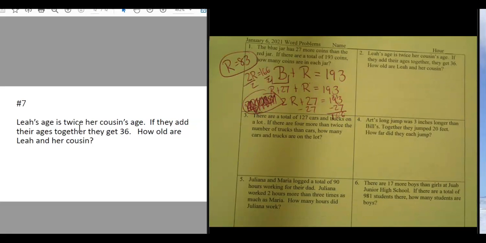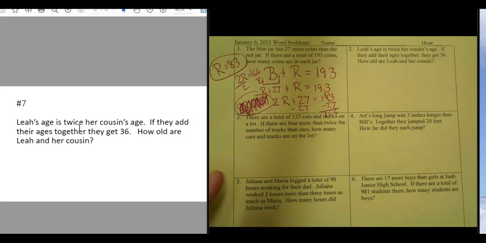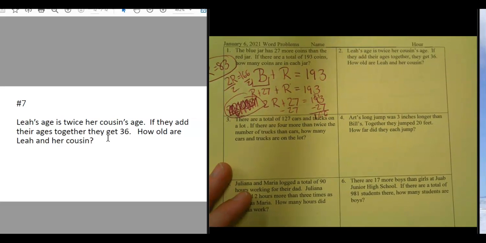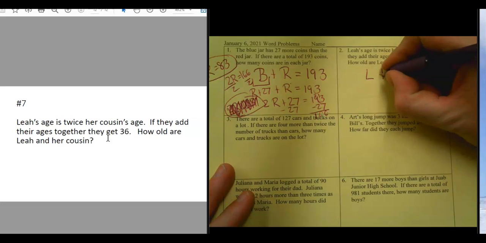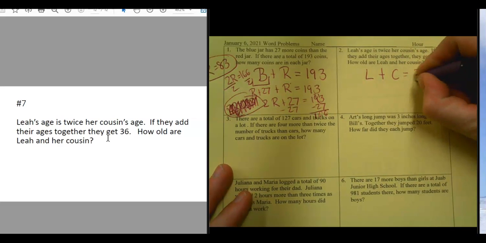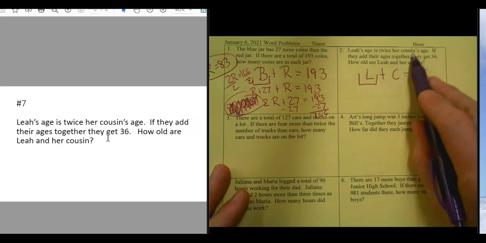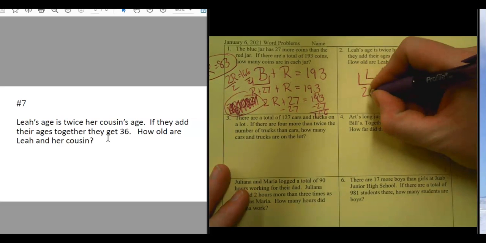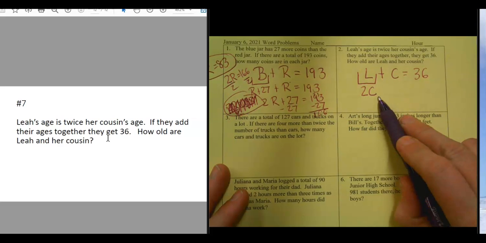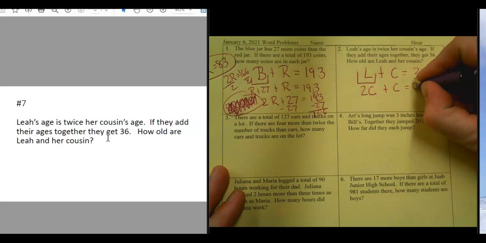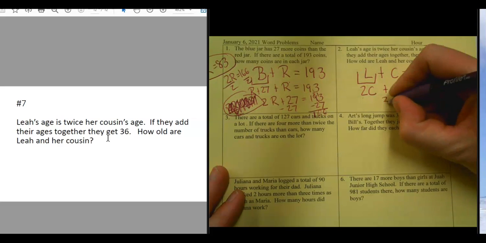Okay, our next one. Leah's age is twice her cousin's age. If they add their ages together, they get 36. How old are Leah and her cousin? So we've got Leah, and we've got her cousin, and together they equal 36. We know that Leah is twice her cousin's age, so that'd be 2 times her cousin's age. So 2C represents Leah. We still have her cousin, C, equals 36. 2C plus C is 3C.